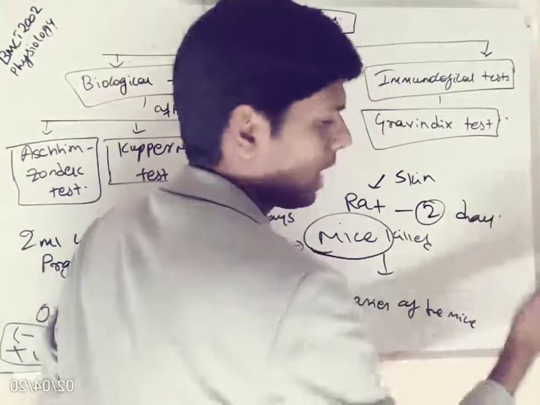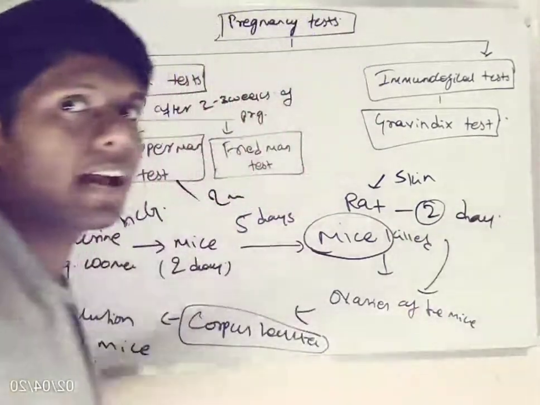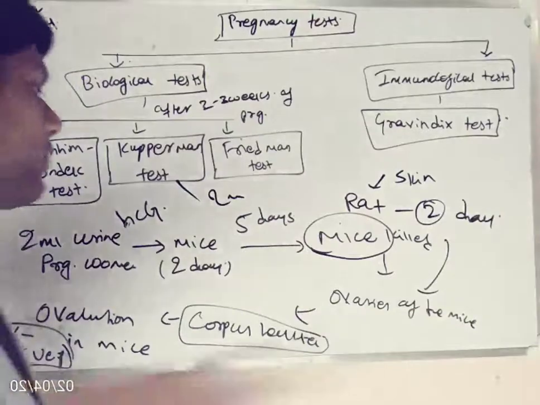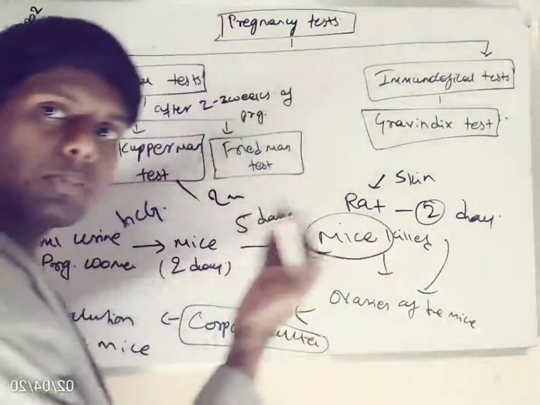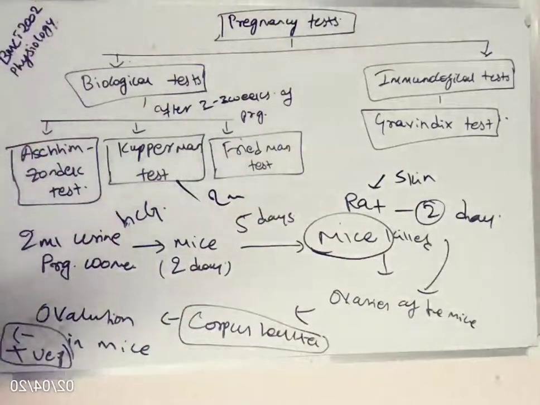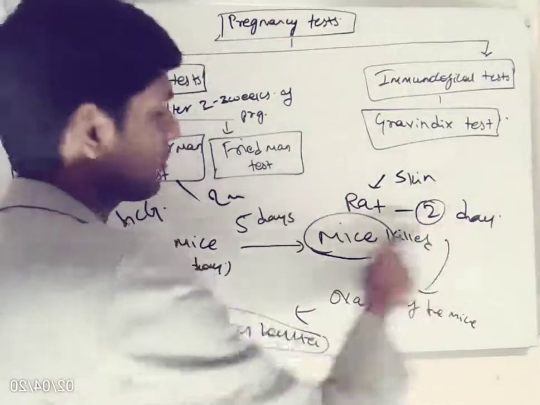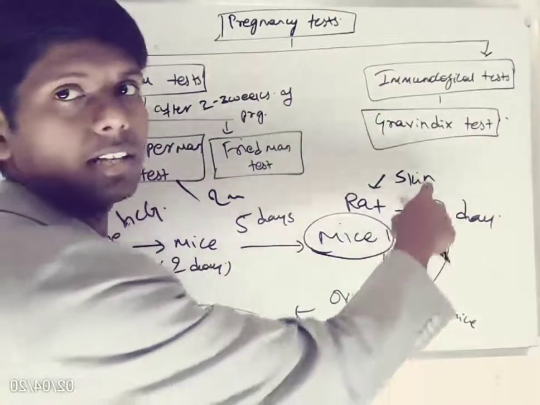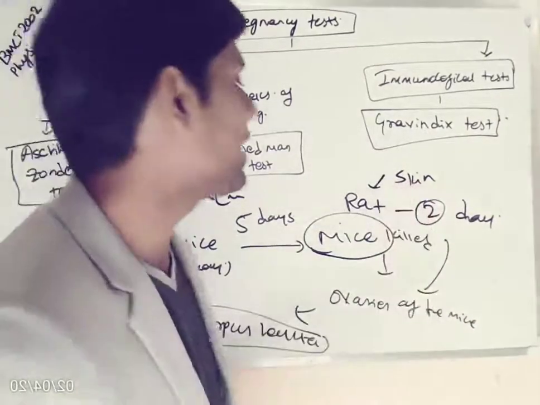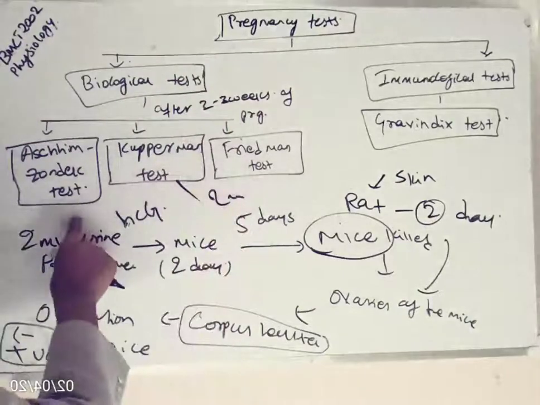After 2 days, he once again killed the rat, and he observed the ovaries of the rat. Presence of corpus lutea indicates positive for the test. So the only thing is he reduced the time duration from 5 days to 2 days by taking rat, and he injected this urine into the skin of the rat. So this is the modified Zondek test.